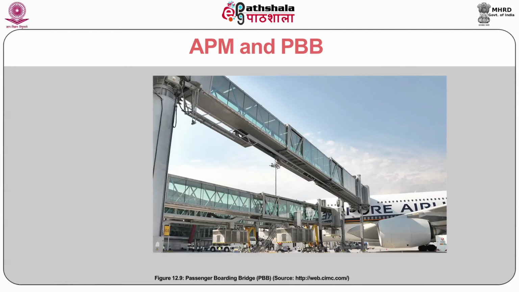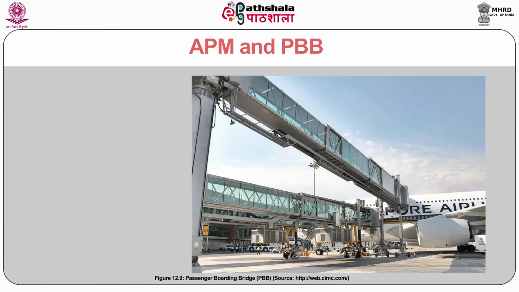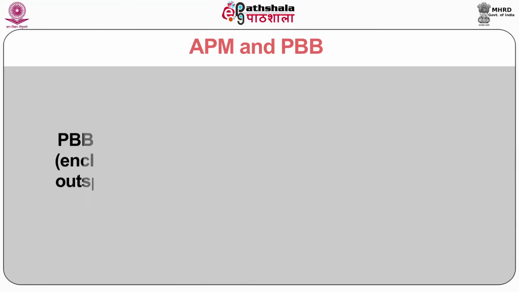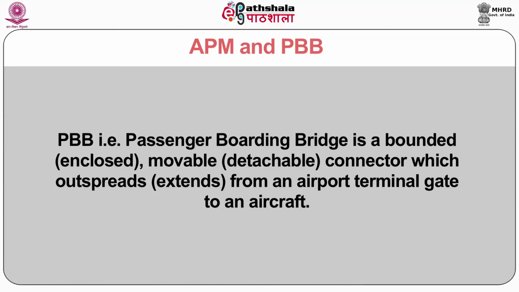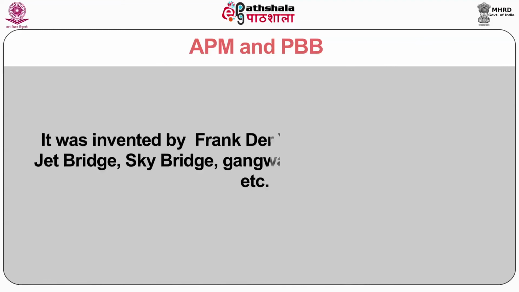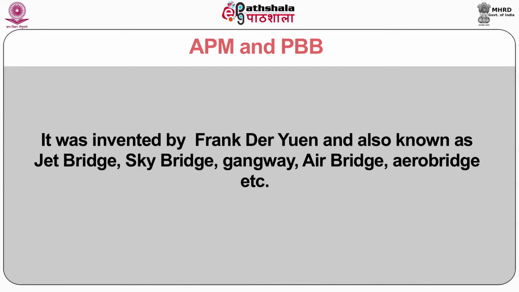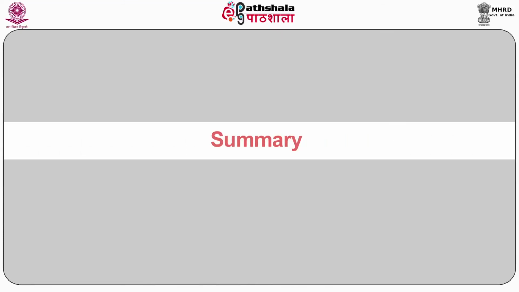And when they provide a facility for 20 to 40 passengers, then they are known as GRT, that is group rapid transit. And when APM provides mass transit, it is known as MRT, that is mass rapid transit. For example, the Hong Kong International Airport APM is a driverless people mover situated inside Hong Kong International Airport. PBB, that is Passenger Boarding Bridge, is an enclosed movable connector which extends from an airport terminal gate to the aircraft. It was invented by Frank der Yuen and is also known as jet bridge, sky bridge, gangway, air bridge or aero bridge.